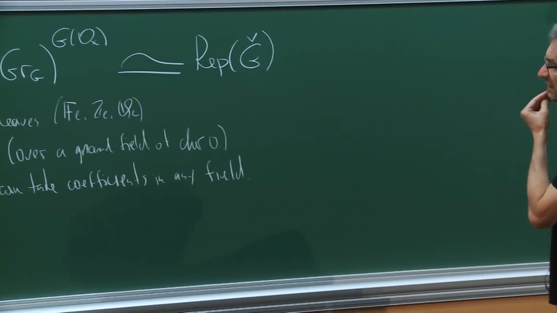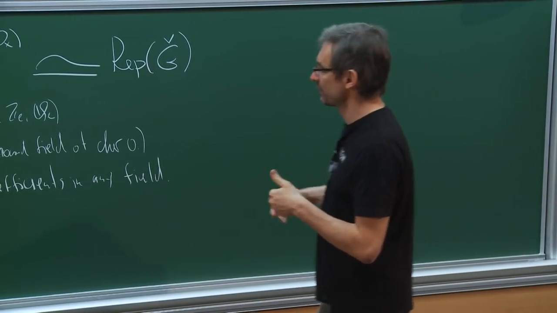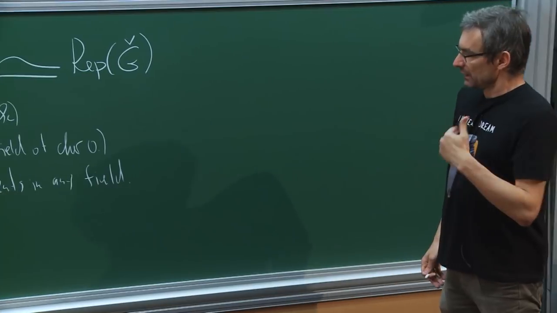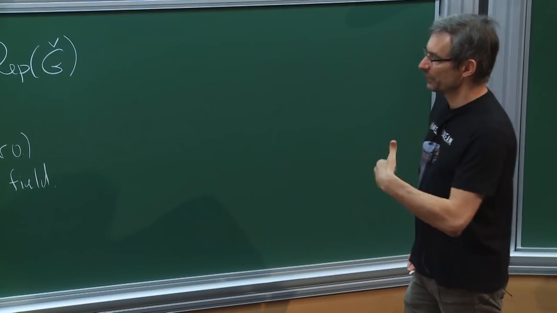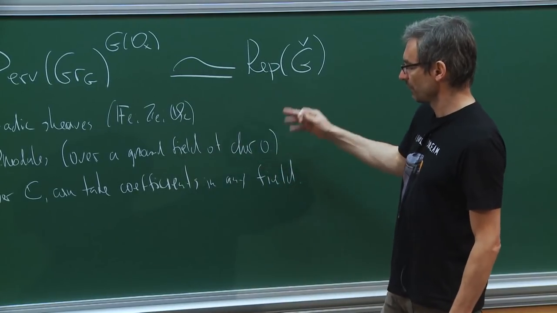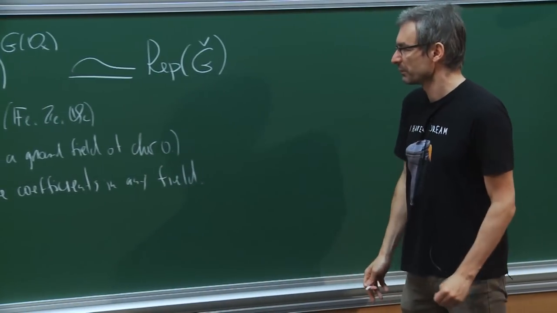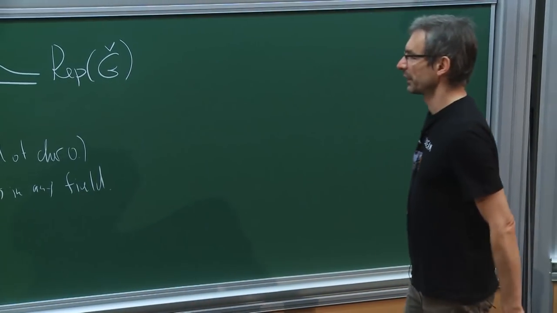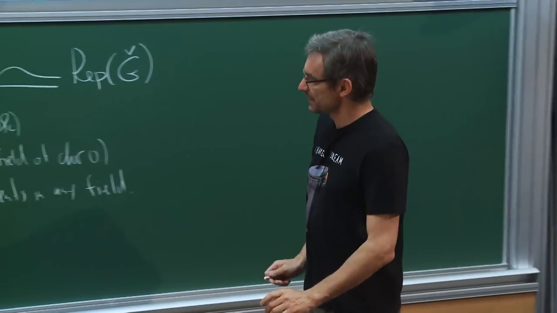So this theorem is due to many people. The initial input came from Lusztig, then I believe it was conjectured by Drinfeld, and then it was proved by Ginzburg with coefficients in characteristic zero, and by Mirković-Vilonen with coefficients in an arbitrary ring.